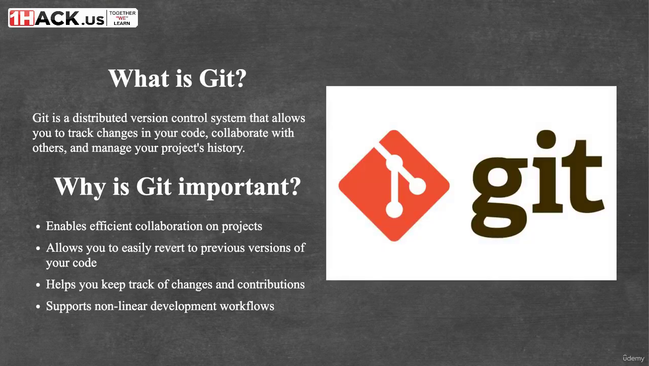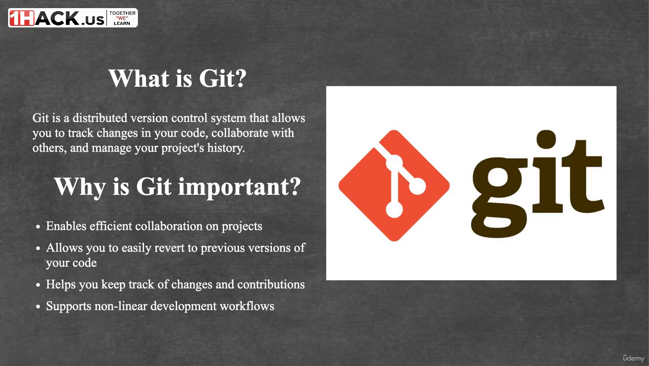In this presentation, we'll explore the process of configuring Git, a powerful distributed version control system that is widely used in software development and project management. Git is a tool that allows you to track changes in your code, collaborate with others, and manage your project's history. It's an essential tool for developers as it enables efficient collaboration, allows you to easily revert to previous versions of your code, and helps you keep track of changes and contributions.